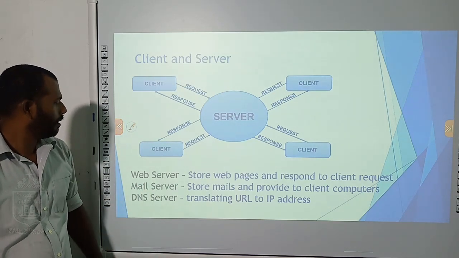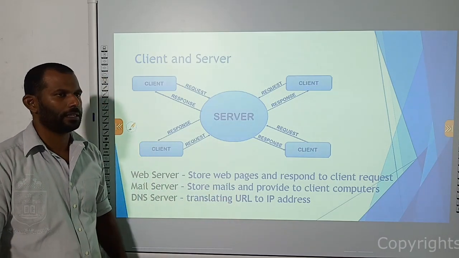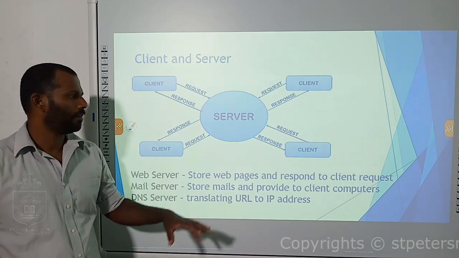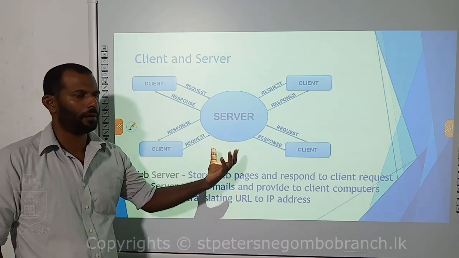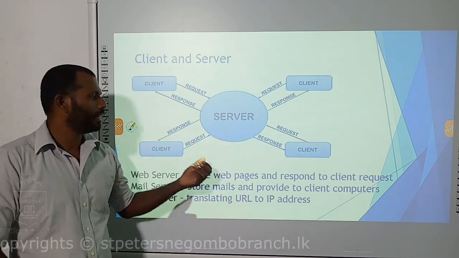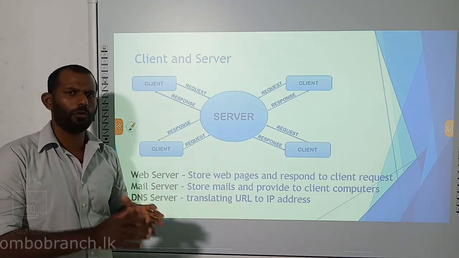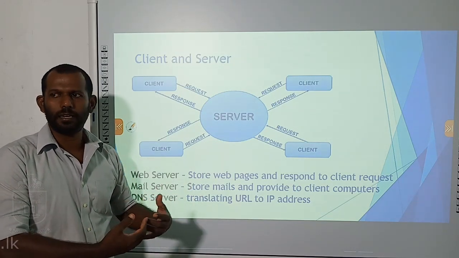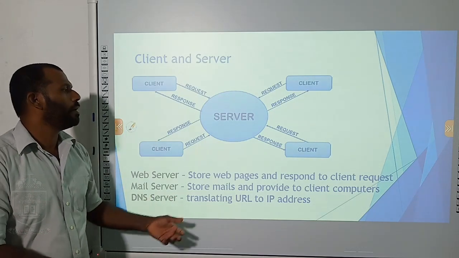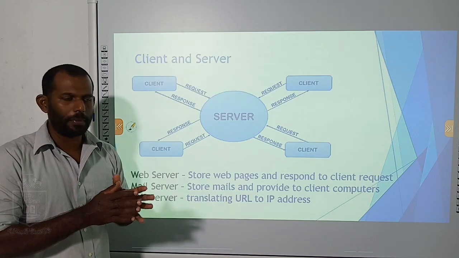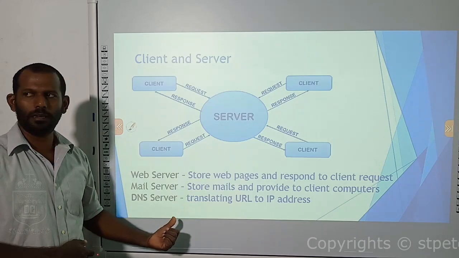Then web servers. Web servers store web pages and respond to the client's requests. There are so many different servers. One server is a web server. Think of an example. Here, this contains a web server. These are the computers requesting web pages from the web servers, right? Web servers store web pages, and when the client is requesting a web page, it sends that relevant web page back to the client computer. Then the mail server. The mail server stores all the mails, and when the client is requesting a certain mail, it sends it back to the client computer.